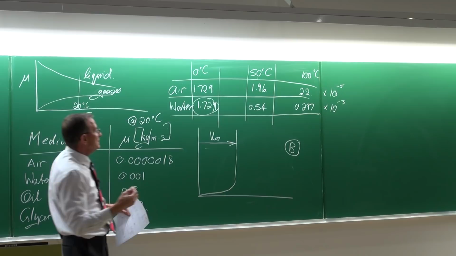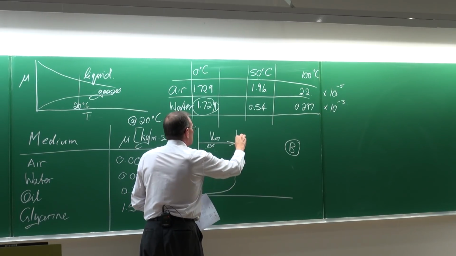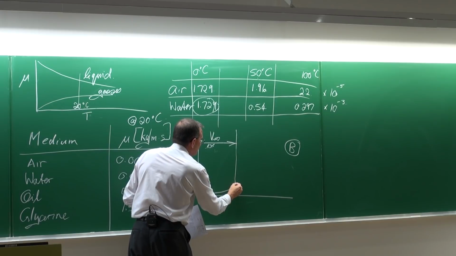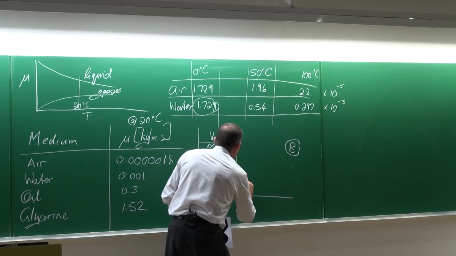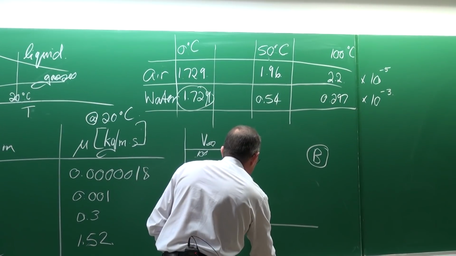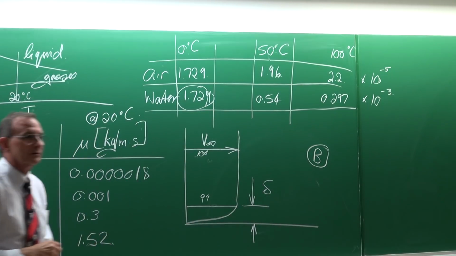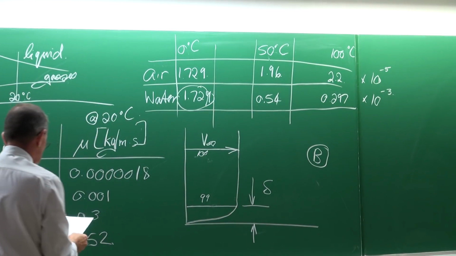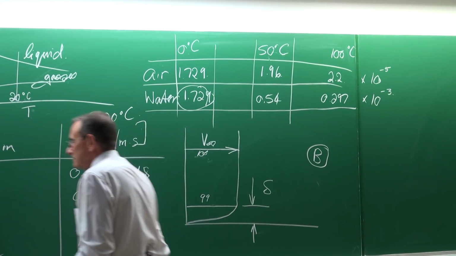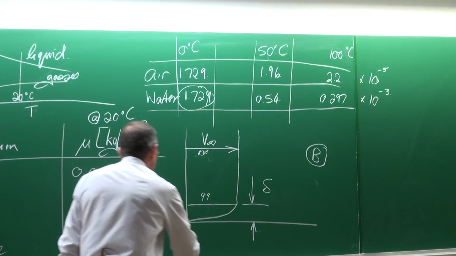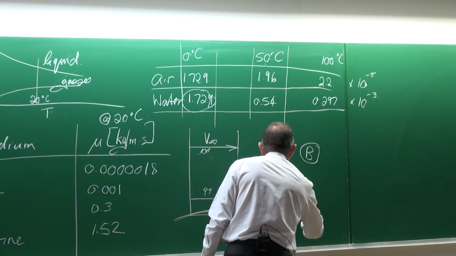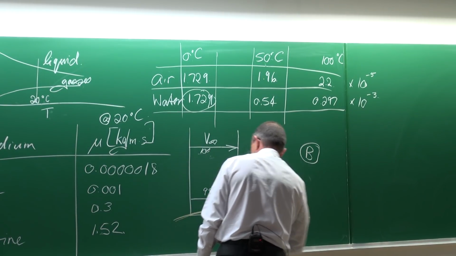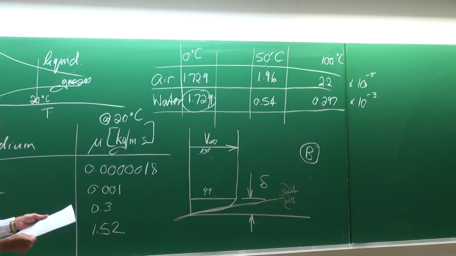Let's suppose 100 meters per second. If we keep going down, down, down, up to this point here, there we would measure 99 meters per second. Then again, that would be the boundary layer thickness delta. And again, this gradient, which is equal to du dy, will determine the shear stress for us. Okay.